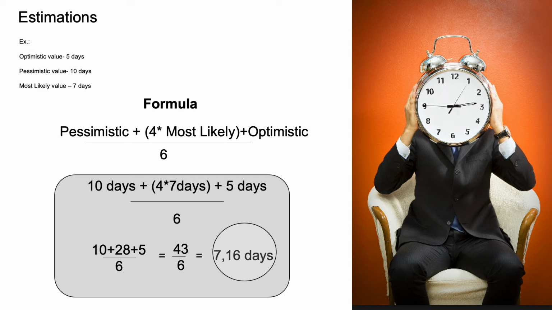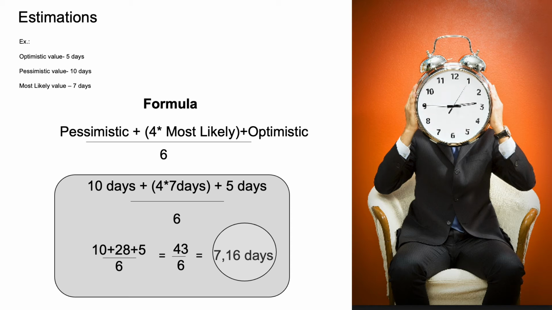An activity, for example, has optimistic value 5 days, if everything goes according to the plan without many critical risks. Pessimistic value 10 days, if everything goes bad, there are many risks, constraints, and so on. And most likely value 7 days, assuming that we have done the same activity a lot of times, but some risks still exist. So what do we have as a result?